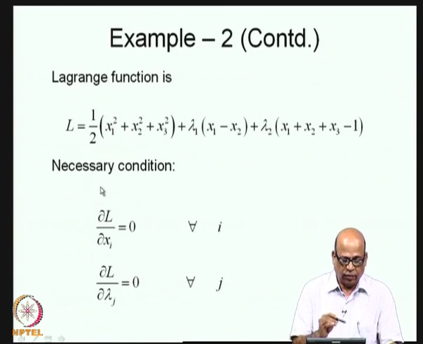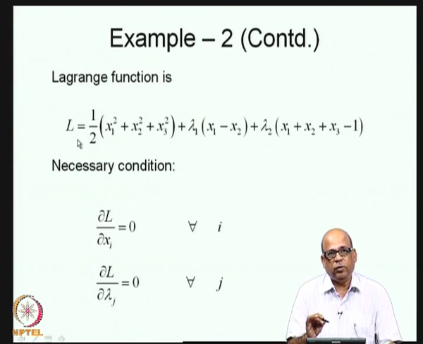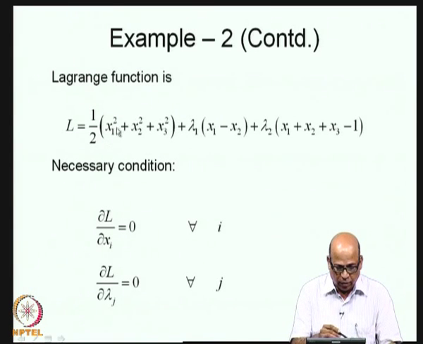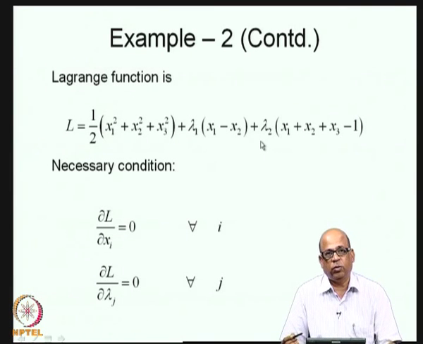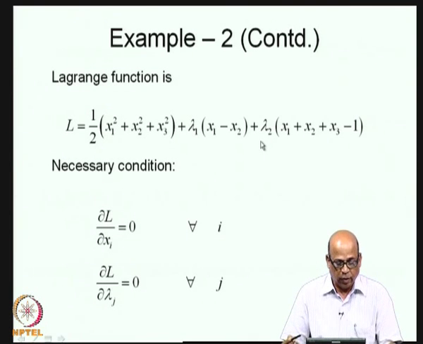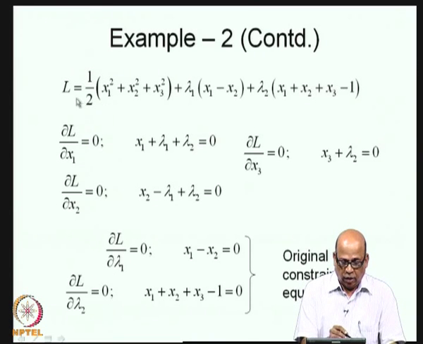Then we apply the necessary condition by taking the first order derivatives of the Lagrange function with respect to each of the arguments. The arguments are x 1, x 2, x 3 and lambda 1 and lambda 2. So, we get 5 equations. So, dL by dx i is equal to 0, which will give 3 equations, and dL by d lambda j is equal to 0, which will give 2 equations associated with the 2 lambdas. And this is L.